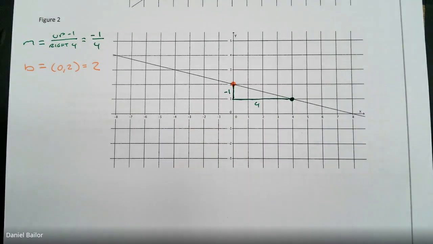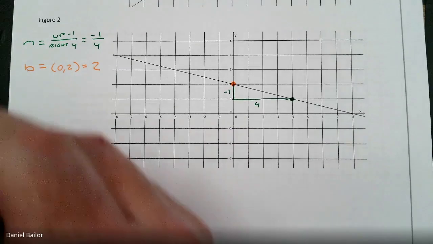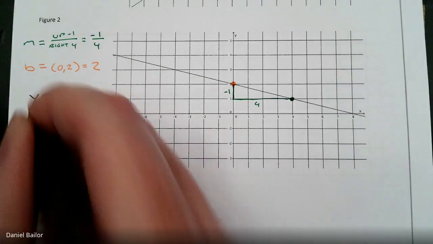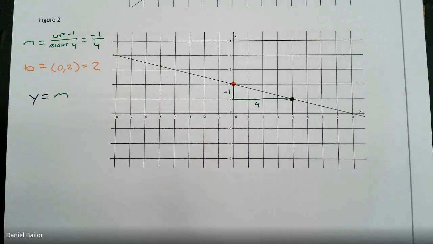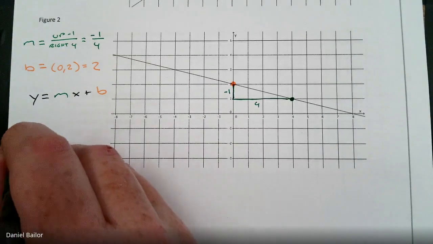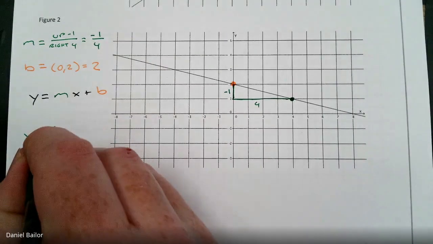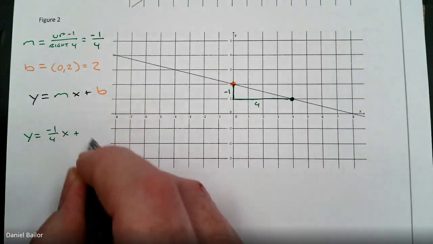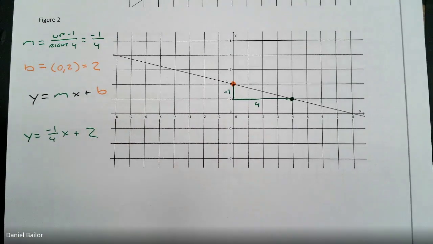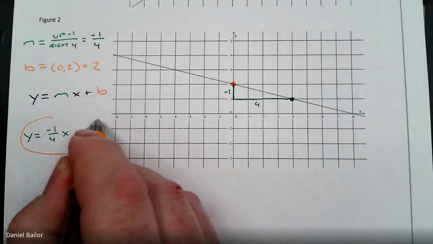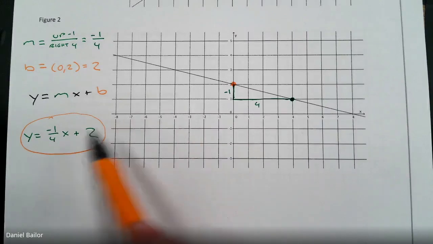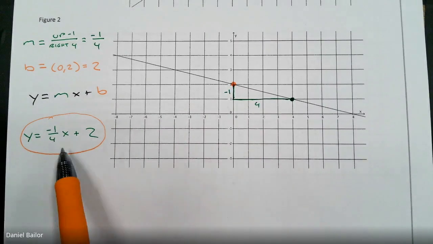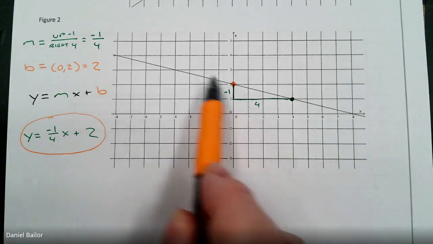That's my information. Now I'm ready to put it into y equals mx plus b form. I just substitute. And what I get is y equals m, which was negative 1/4, x plus b, which was 2. And that is the equation for this line. That equation matches this line.